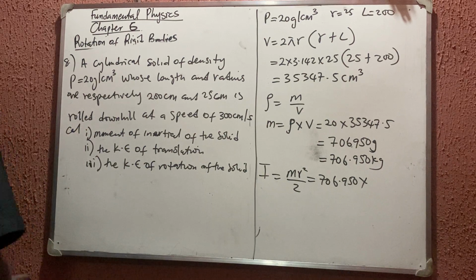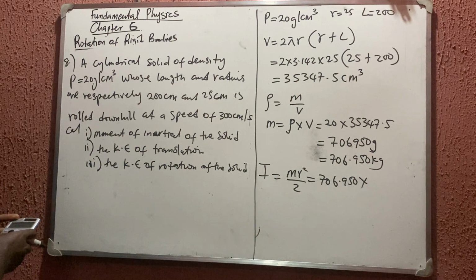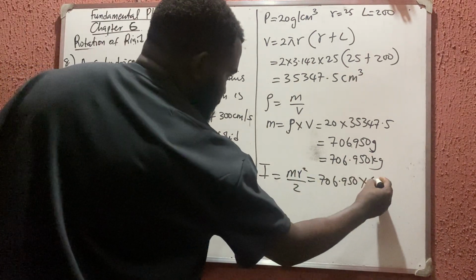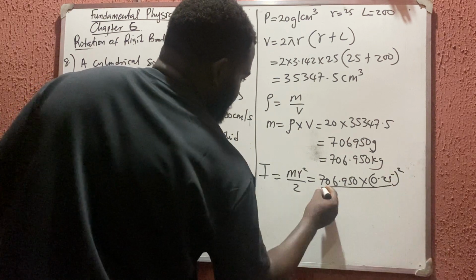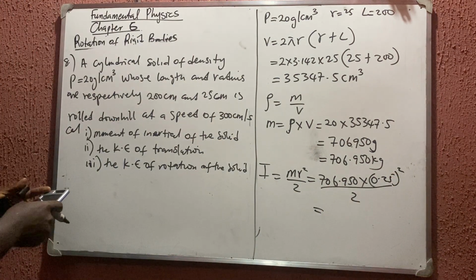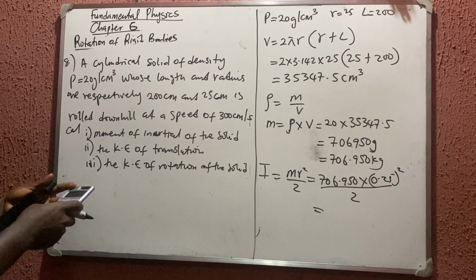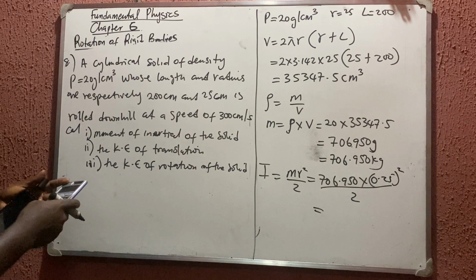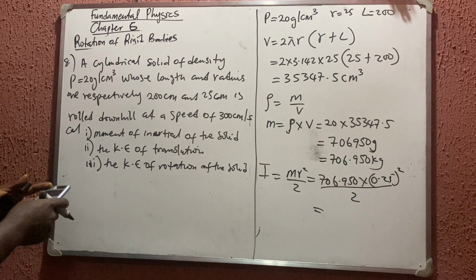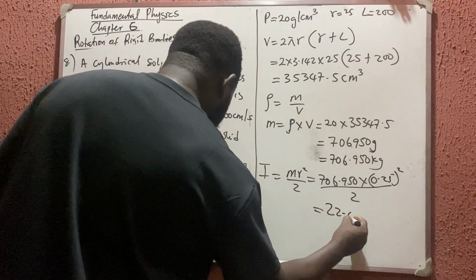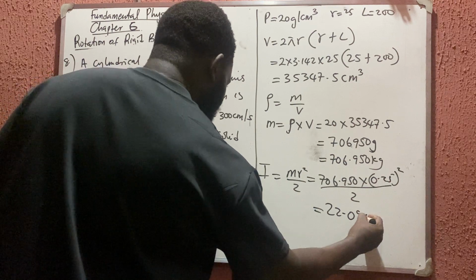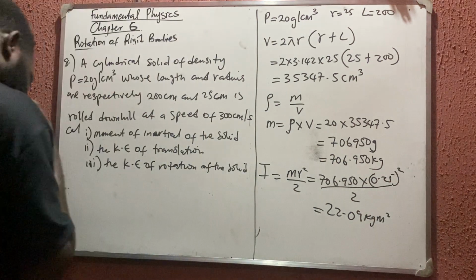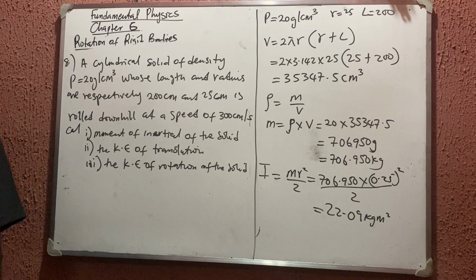So I'm going to use 25 divided by 100. So I'm going to use 0.25. So 0.25 all squared, then times 706.95, divided by 2. So I'm having 22.09 in kilogram meter squared. Okay, so that is that. But if you are going to make mistake while calculating it, you can decide to convert.